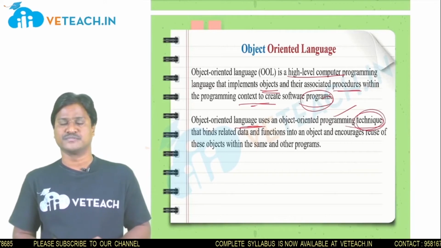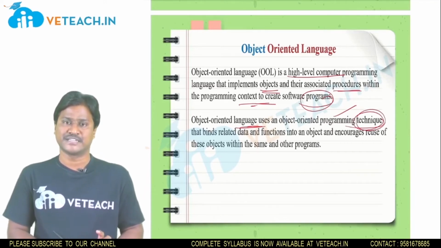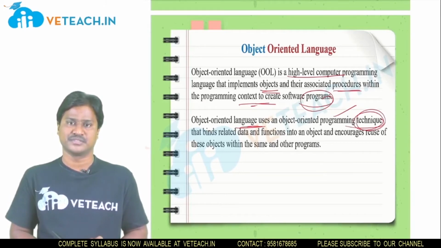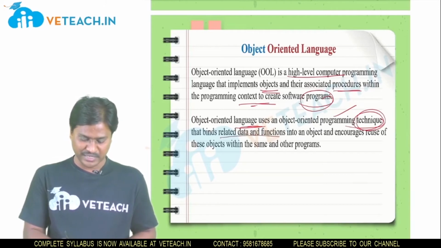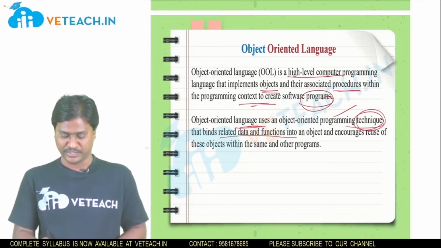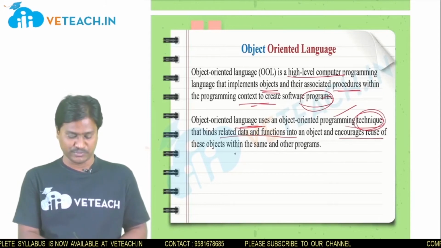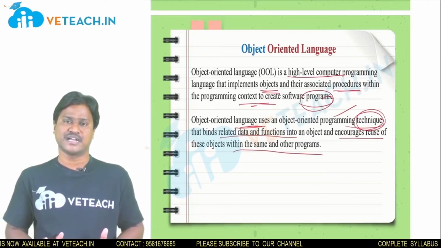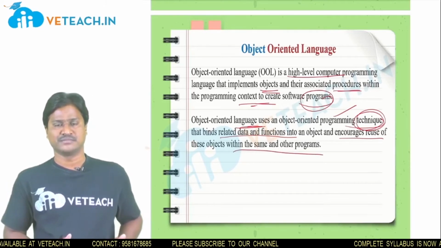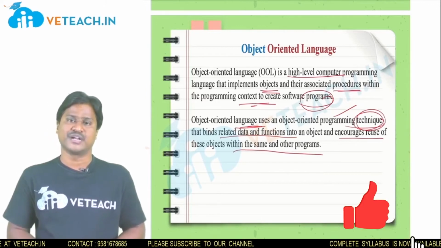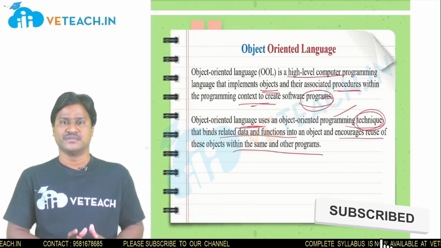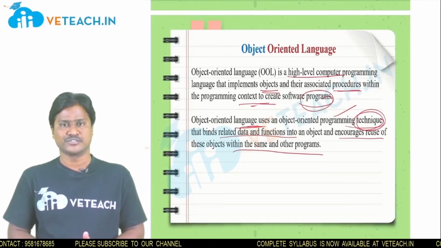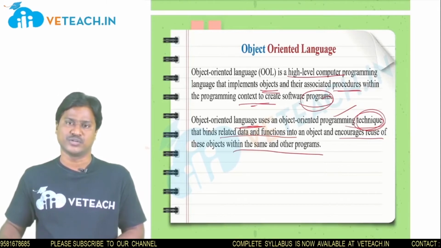And next, object-oriented languages use object-oriented programming techniques. As I told you: polymorphism, inheritance, abstraction, encapsulation, binding, genericity, templates, standard template libraries, and more and more. It binds data and functions into an object and encourages reuse of these objects within the same and other programs. By using these additionally added features compared with conventional programming, these object-oriented languages have completely changed the way of thinking in designing program solutions and software, also with low cost, efficiency and quality content.